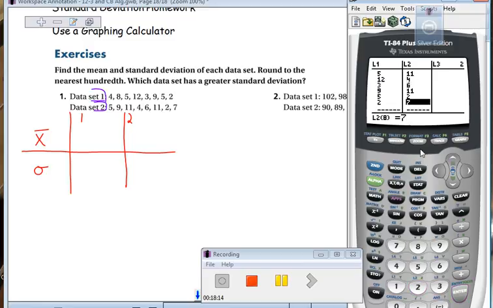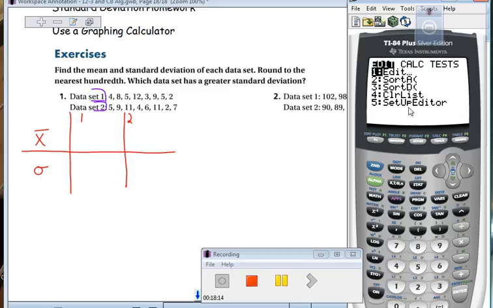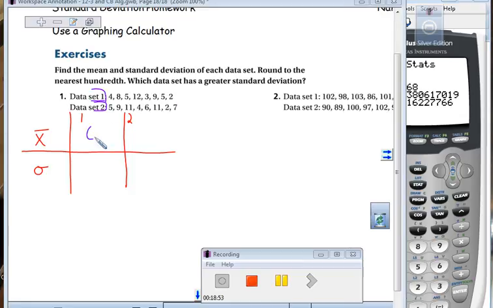So I'm going second quit. So I want to calculate my variable stat. So I hit Stat, Calculate, and then you hit Enter. And then I want to do list 1 first. And I'm looking for my X bar and my standard deviation. So I see 6 and 3.16.